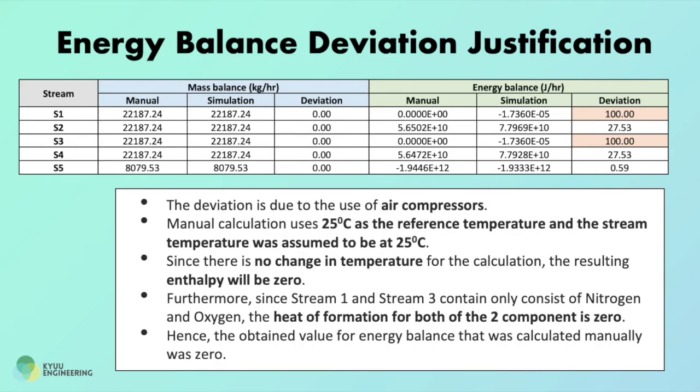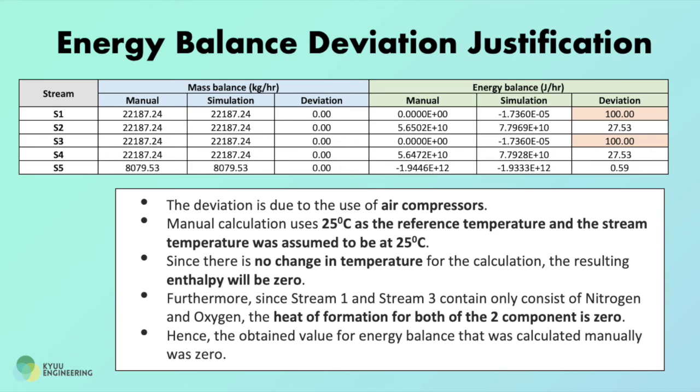Our energy balance for stream 1 and stream 3 has a deviation of 100%. This is because our manual calculation uses 25 degrees Celsius as the reference temperature, and the input temperature for both streams has been set to 25 degrees Celsius as well. Since there is no temperature change, the resulting enthalpy is equal to 0. Furthermore, stream 1 and stream 3 contain only oxygen and nitrogen, and both components have a heat of formation of 0. Hence, the calculated value for our energy balance is equal to 0 for stream 1 and stream 3. However, the value obtained from our simulation is not 0, and this has caused the deviation. Our simulation may have used a different form of calculation, hence the difference in the result obtained.